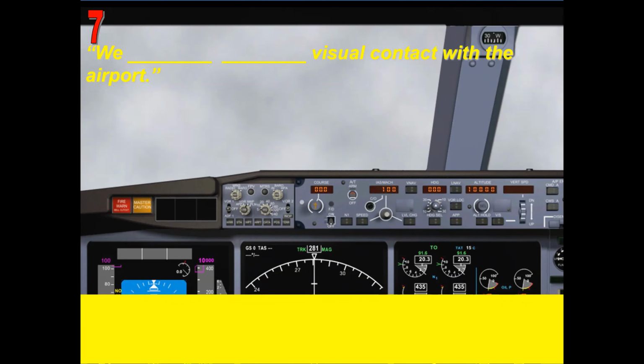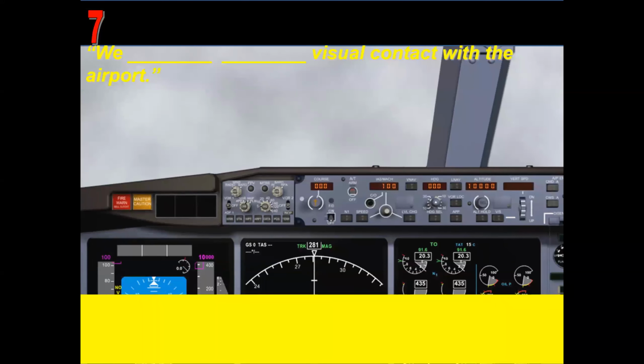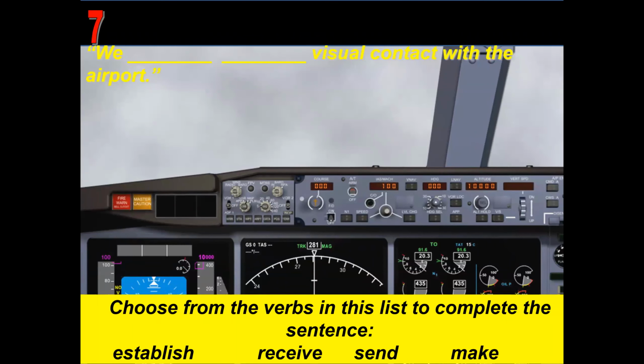We haven't made visual contact with the airport. Yeah, that's good. And again, you could say we haven't established or we haven't received, but we haven't made visual contact is probably more correct.